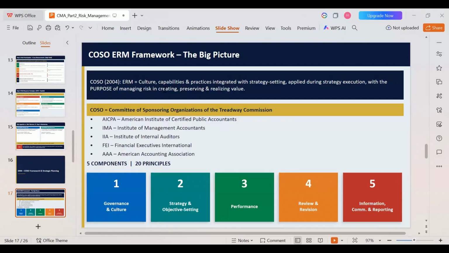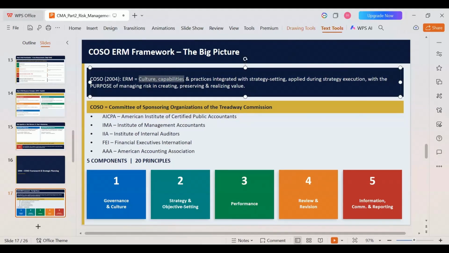Okay. So now what is this COSO ERM? The culture, capabilities, and practices integrated with strategy setting and applied during strategy execution with the purpose of managing risk in creating, preserving, and realizing value. So this is how they defined ERM. Okay. So now the two most important things that we need to focus on here are culture and capabilities, and also they are integrating it along with the strategy setting.